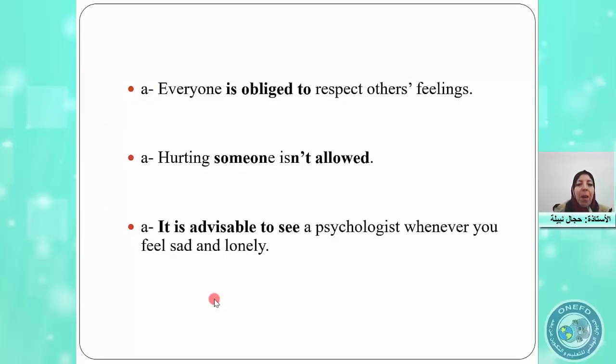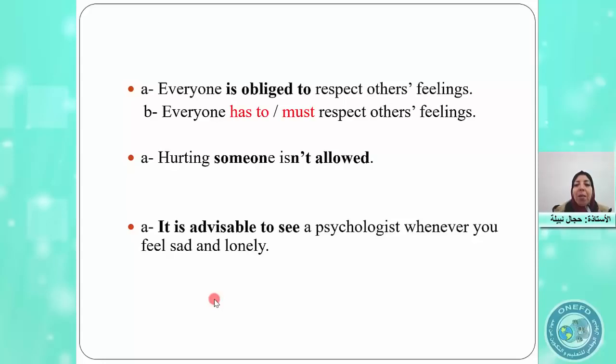Next sentence. Everyone is obliged to respect others' feelings. The sentence expresses obligation, and the modals that can serve this function are has to or must. Say, everyone has to respect or must respect others' feelings. Hurting someone isn't allowed. So this sentence expresses prohibition, something that is not allowed, it is not permitted.